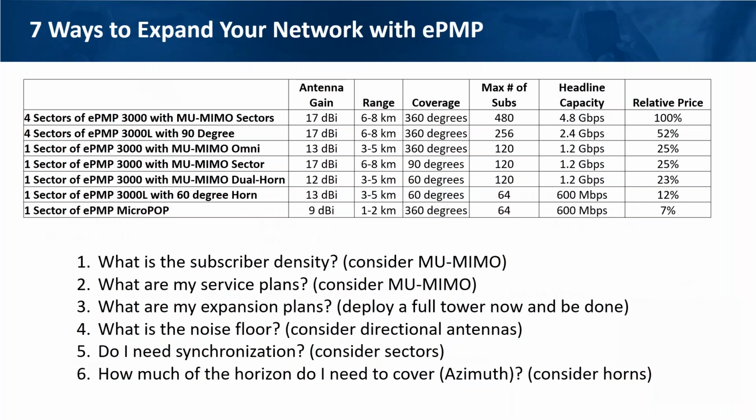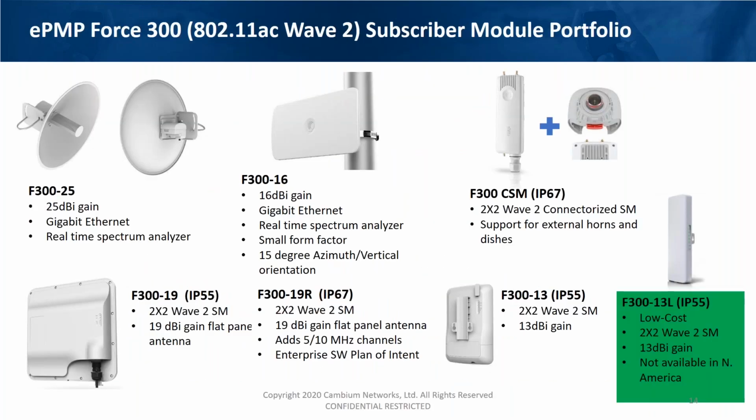Along with the access point, of course, you also have a lot of options now for the subscriber module. So if I look at the Force 300 802.11ac Wave 2 subscriber modules, you see a number of options. We have our dash 25, which is the highest gain, which will give you the best coverage area. The 16, which is a smaller form factor, but still great gain. And then a connectorized SM that allows you to connect higher gain dishes, horns, other types of devices to that connectorized SM.